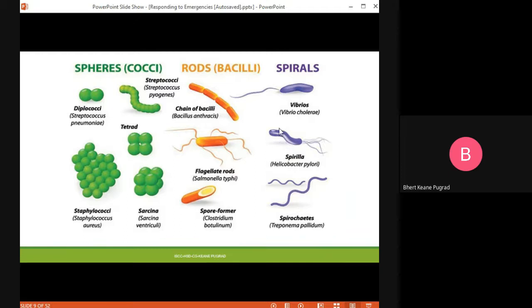You also have your Spirilla. Just like your Vibrio, the difference between your Vibrio and your Spirilla is yung Spirilla is mayroong parang konting spiral shape siya. Pero konti lang yung pagkaka-spiral kumbaga. So example, we have your Helicobacter pylori. And on the last, yung sobrang parang meron talaga siyang spiral shape na madami, okay? Na medyo mahaba ng konti, that's your spirochetes, okay? So example of your spirochetes, we have your Treponema pallidum, which is one of the causative agents of sexually transmitted infection.